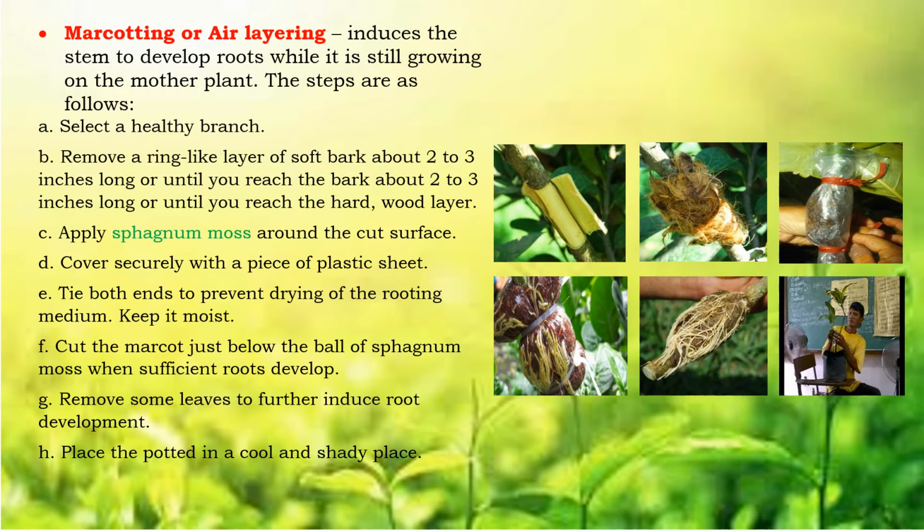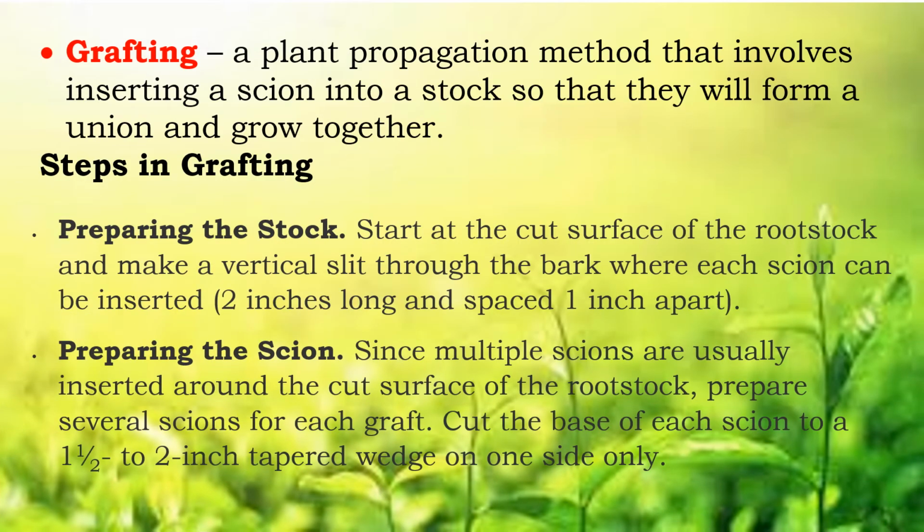Then, place the potted plant in a cool and shady place. So, grafting is a plant propagation method that involves inserting a scion into a stock so that they will form a union and grow together. So, how? Step one in grafting: preparing the stock.